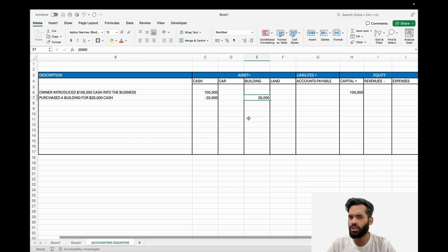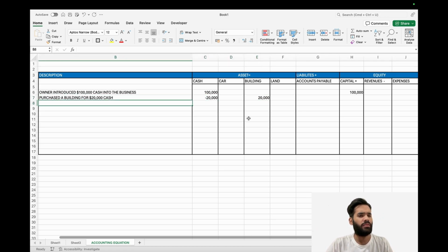And it's very logical, you don't have to consciously think about balancing it. That's not a good approach. Just logically think about it. Okay, I purchased a building for cash, what happened? Building went up, cash went down. You'll always get the right answer. Amazing. Let's do the third transaction.